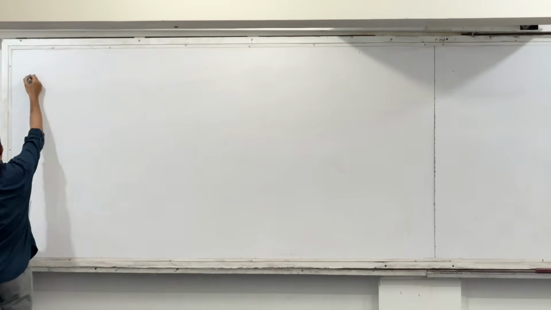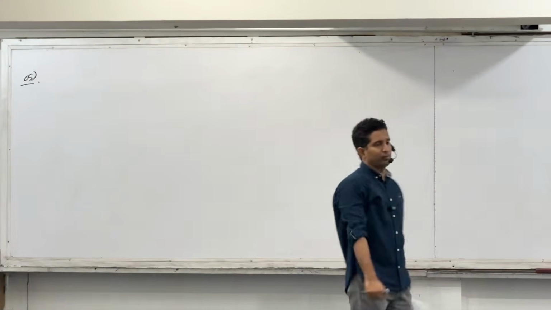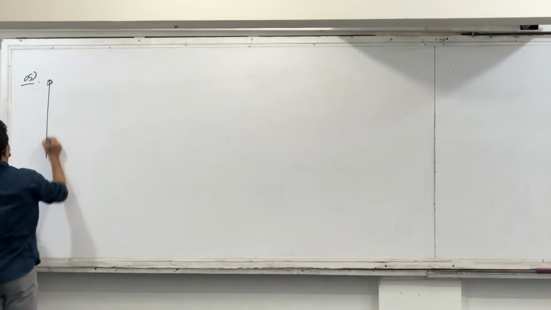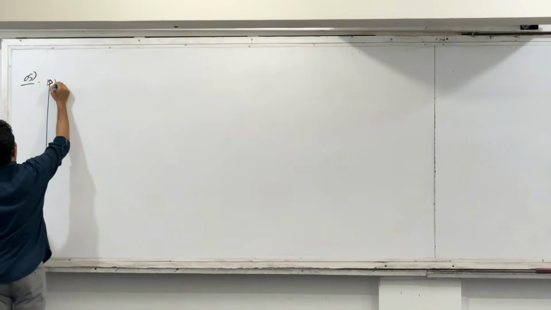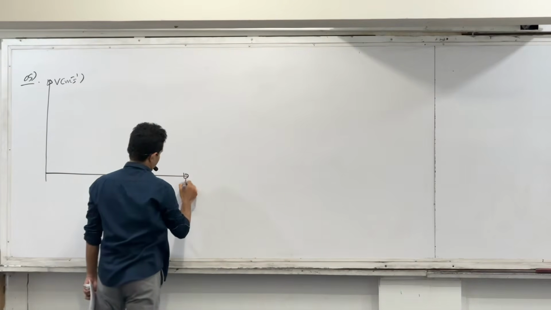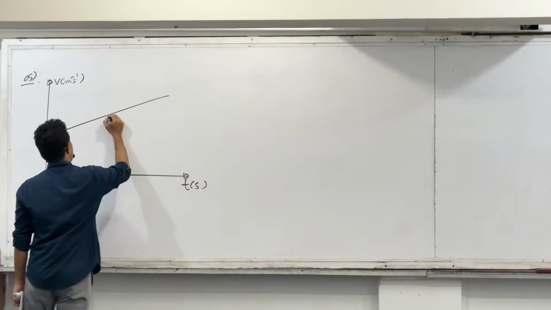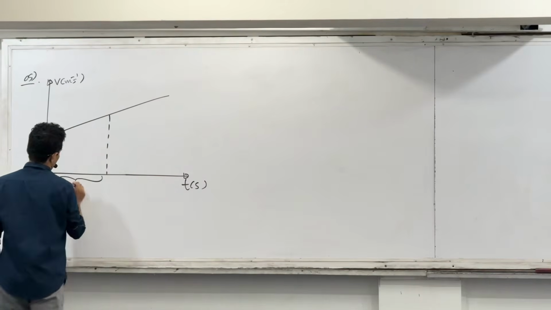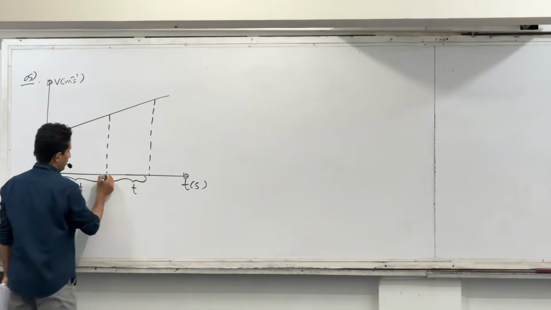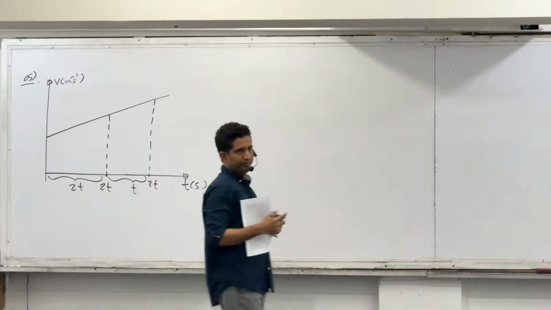Question number 5. Let me draw the velocity-time graph, v in m s minus 1, against t seconds. Within the first 2t and then t, this is 2t, and this should be 3t.